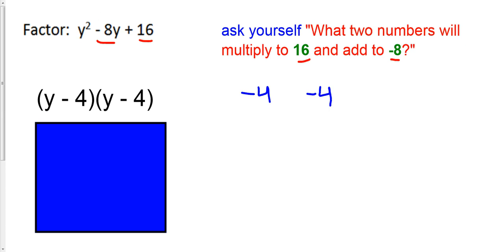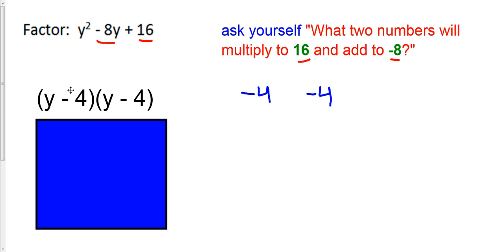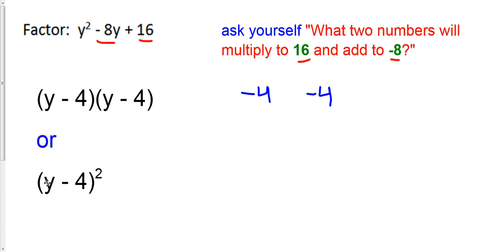So again, if we were to FOIL it out, if we were to multiply everything together, y and y is y squared, y and negative 4 is negative 4y. Negative 4 times y is another negative 4y, and negative 4 times negative 4 is positive 16. Combine our two negative 4y's, and that would give us this negative 8y. This piece, though, y minus 4 and y minus 4, we can simplify down to y minus 4 squared. So this expression is the same as this expression.